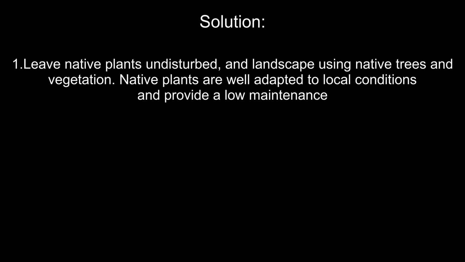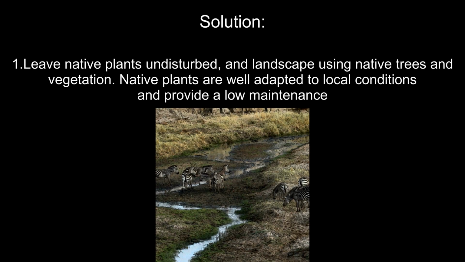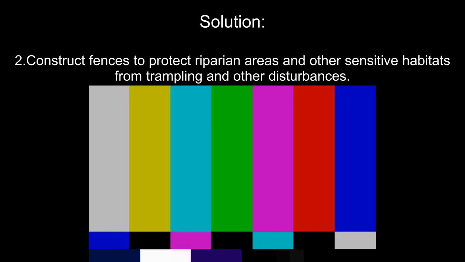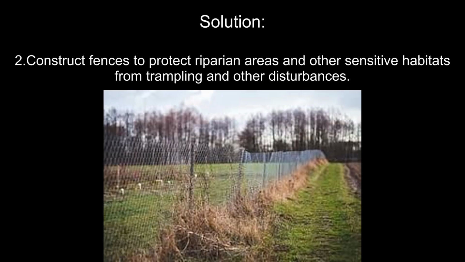Solution. 1. Leave native plants undisturbed and landscape using native trees and vegetation. Native plants are well adapted to local conditions and provide low maintenance. 2. Construct fences to protect riparian areas and other sensitive habitats from trampling and other disturbance.